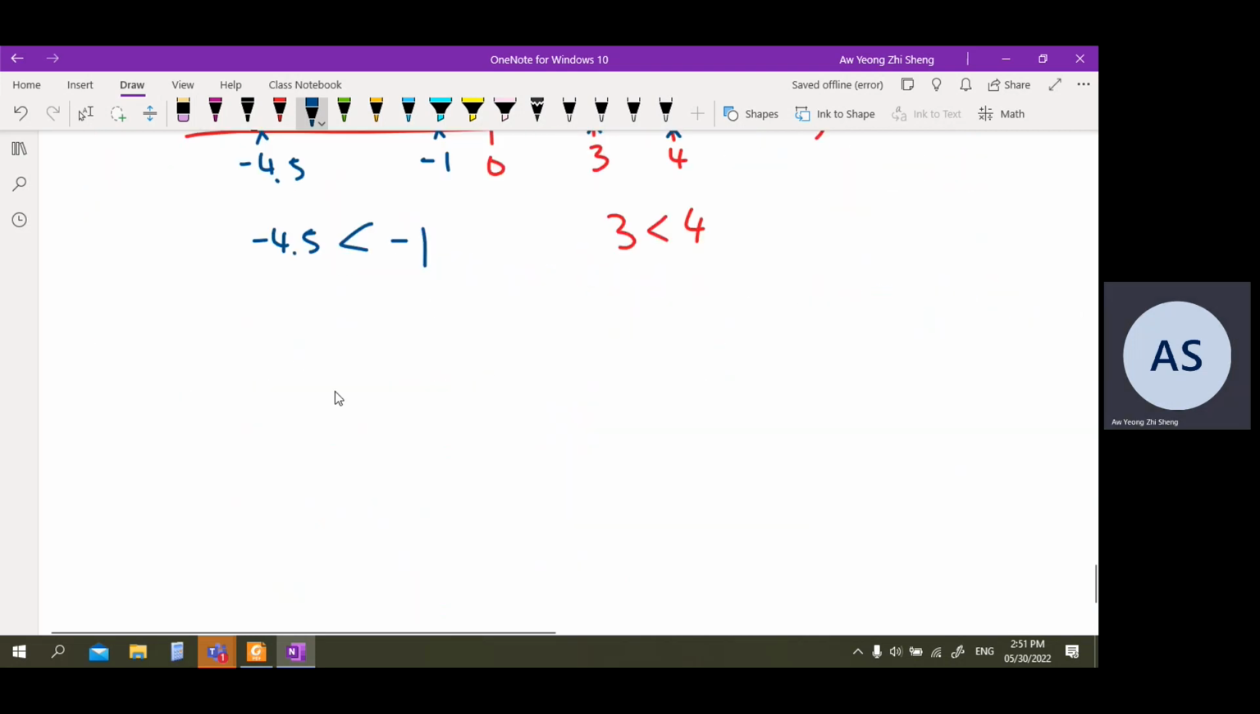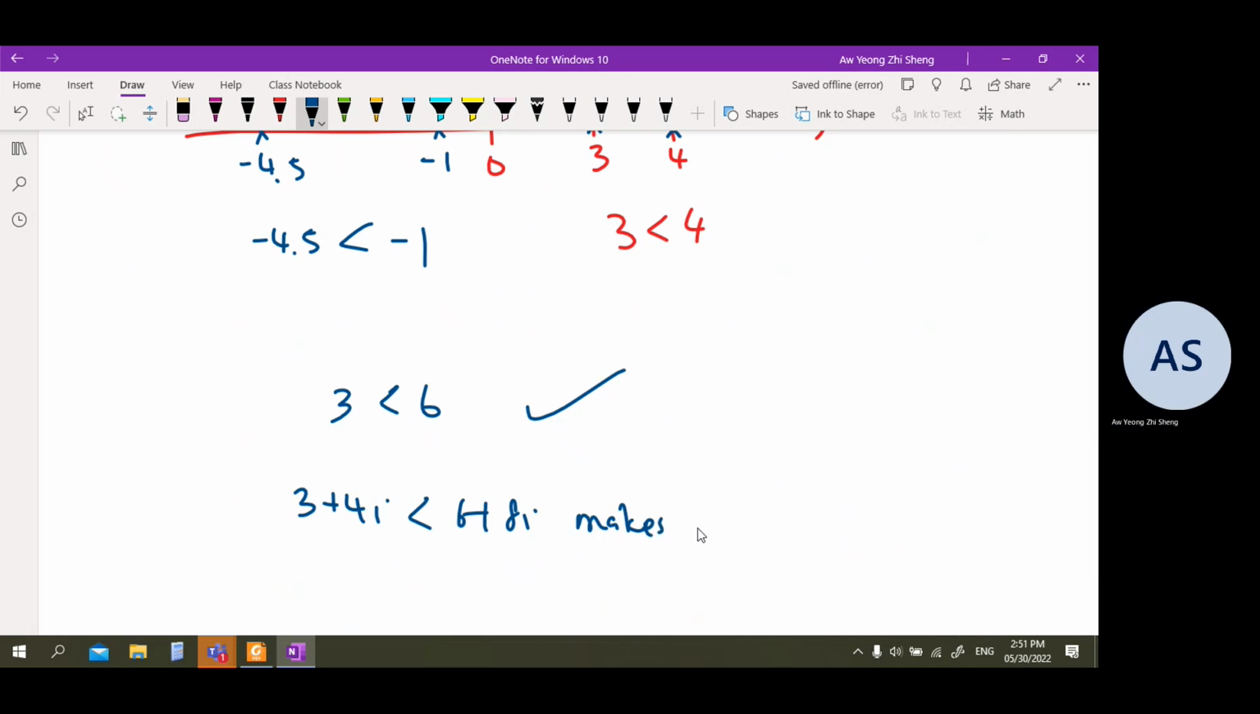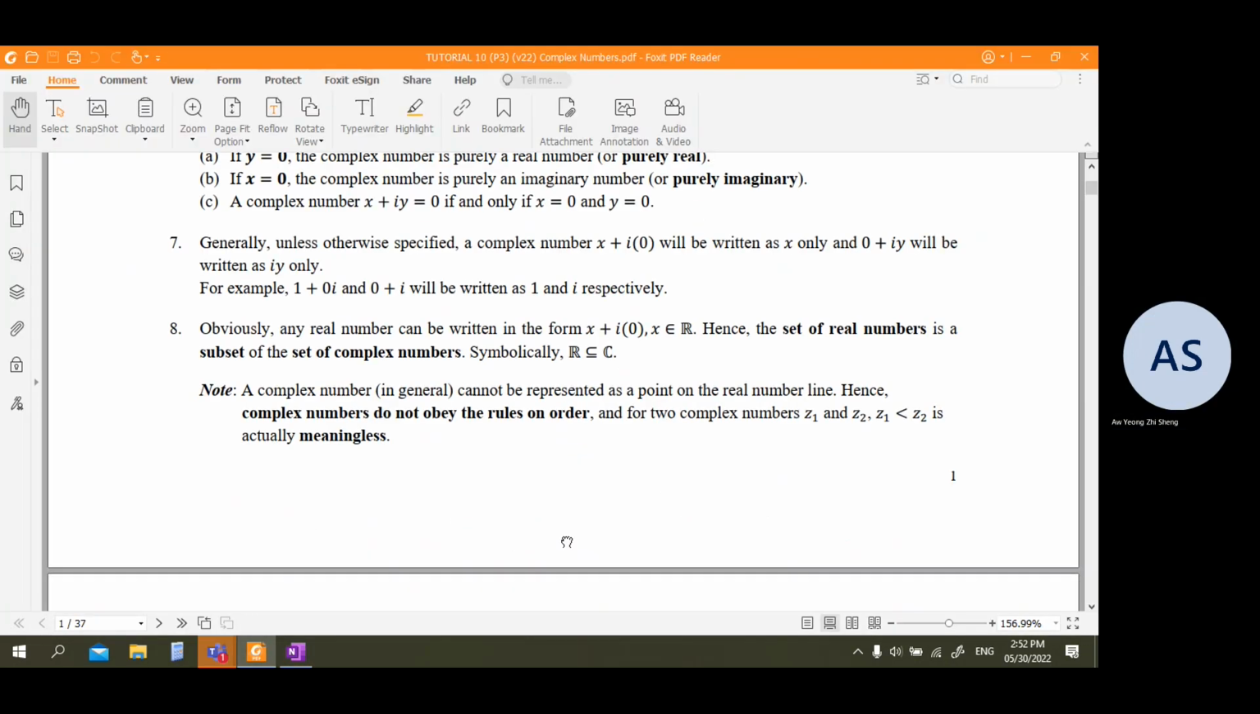So 3 less than 6, this is perfectly fine. But 3 plus 4i less than 6 plus 8i, this makes no sense. So please do not write any inequality involving i. It makes no sense. Okay, now let's move on to the next page. We'll do exercise 1.